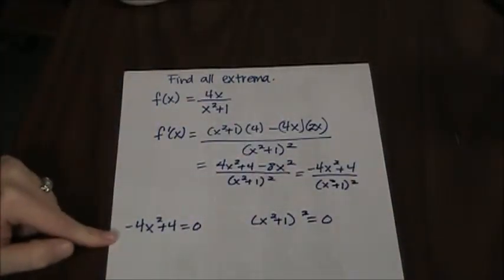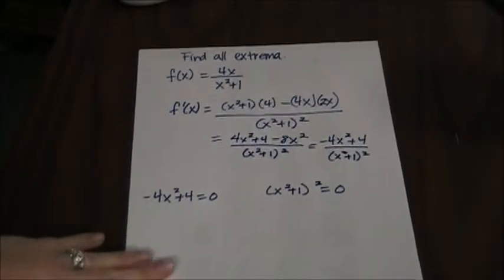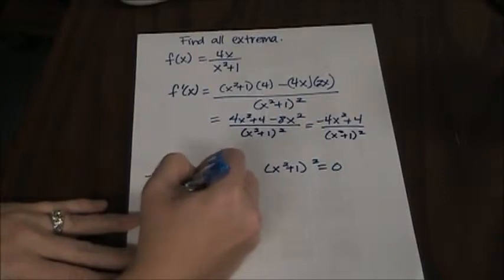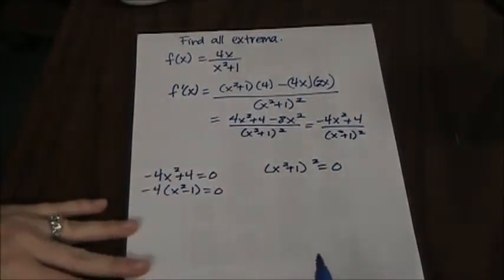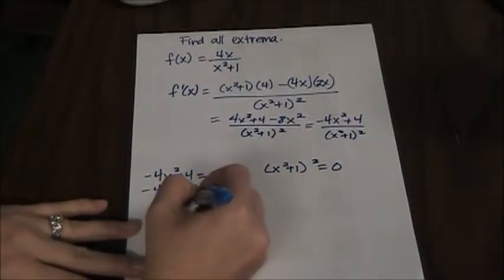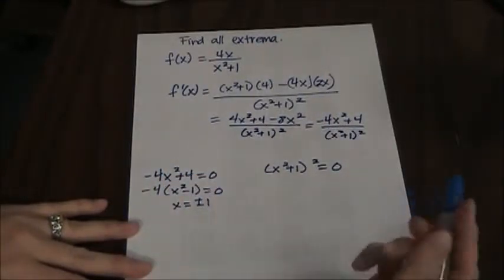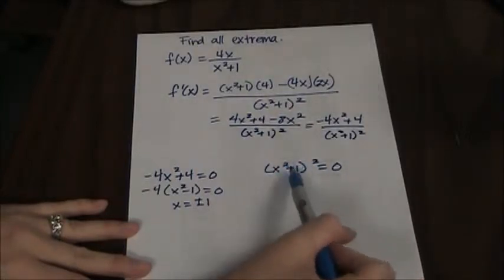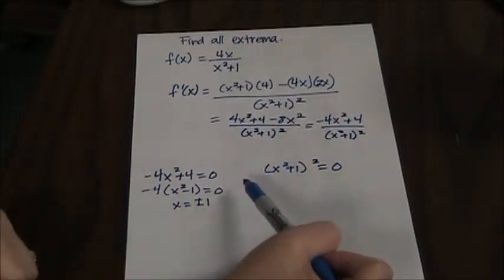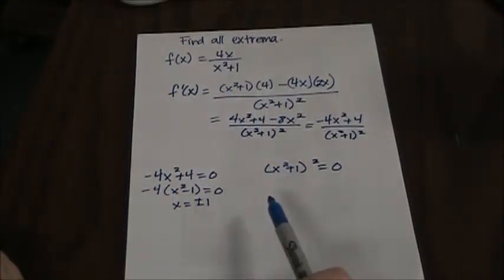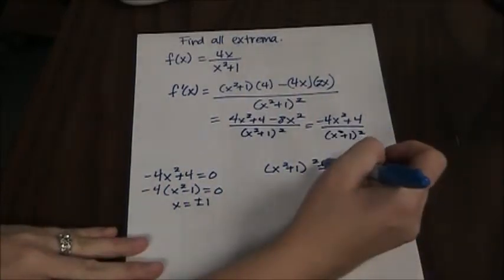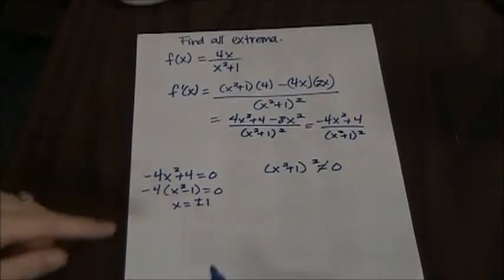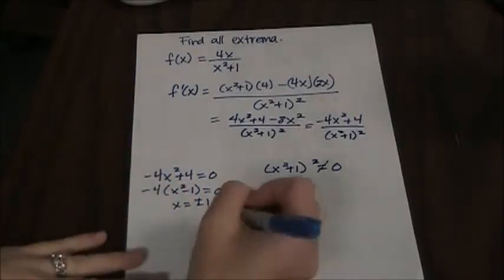So on the left-hand side, solving for 0, the first thing I need to do is factor out a negative 4. And that's enough so that I can easily tell that the solution is x equals plus or minus 1. And then over here, if I have x squared plus 1, the only way that this could equal 0 is if I could make x squared equal negative 1. Well, if I square a number, it'll never be negative. So therefore, this could never equal 0. So the derivative is never undefined. So my only critical values are plus and minus 1.